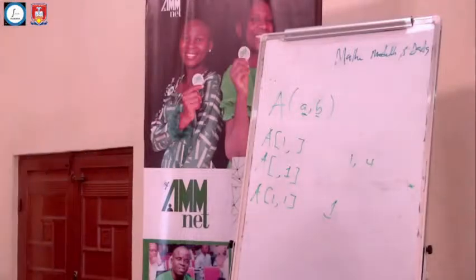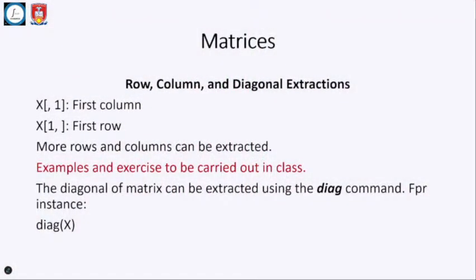We can also check the diagonal. Can you check the diagonal of your matrix by taking the diag? Can you extract the diagonal of your matrix? 1, 5. All right, that is because you also know that's not a square matrix, right? So it's just taking the first two. Okay, thank you so much. So we move on for want of time.